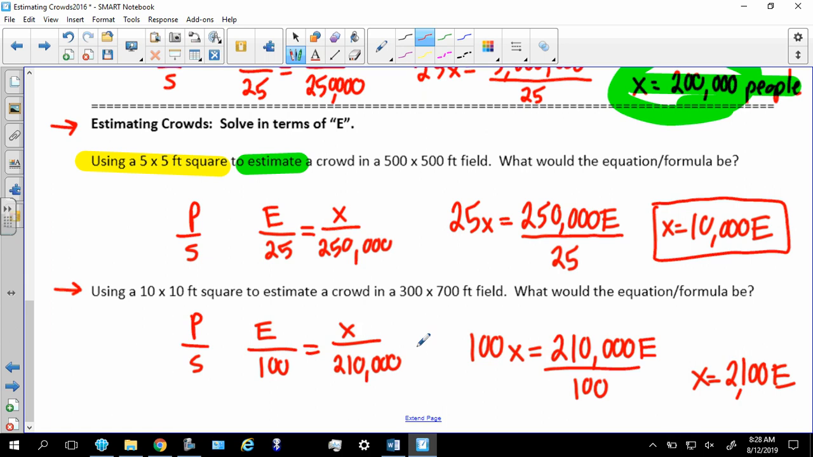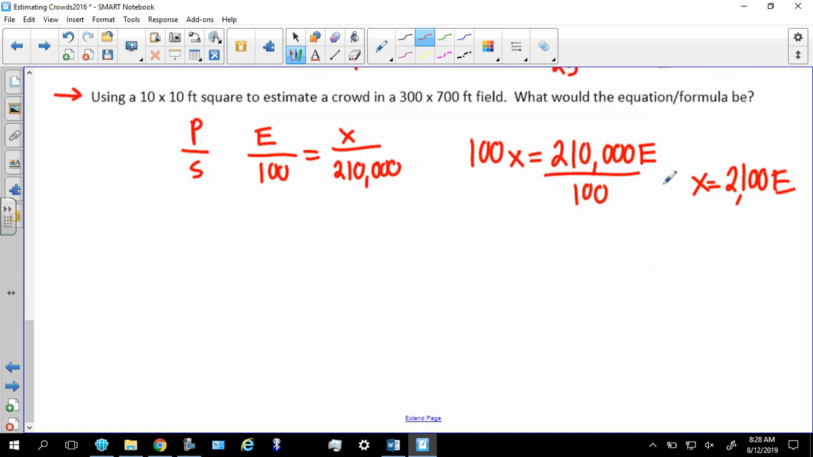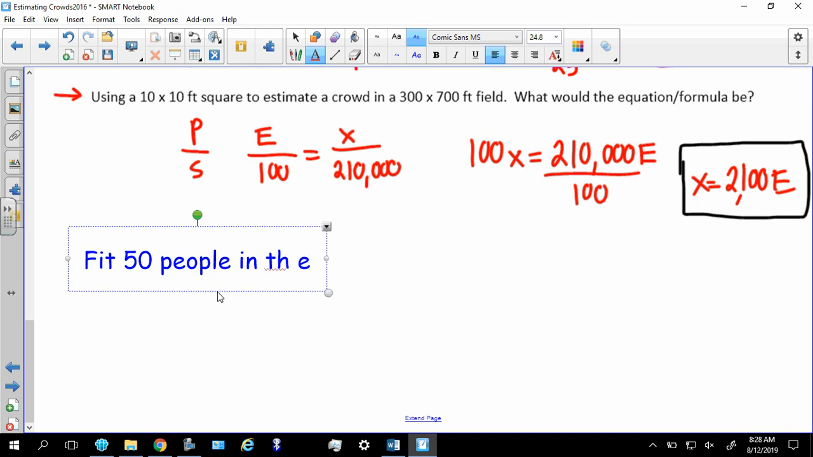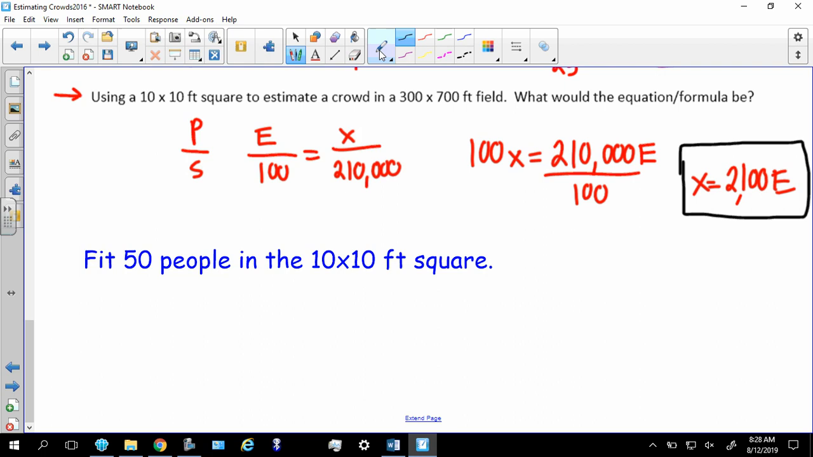Let's explain the E. All right, so let's say this is our answer, okay? But let's say the next day we had information where it was like, okay, now we can fit 50 people in the 10 by 10 foot square. All right, so now if you notice up here, we didn't know how many people could fit into the square, which meant our answer was kind of incomplete. 2100E. The E is kind of like incomplete. But now we know that 50 people can fit in the square. So now we are given a more direct estimate.